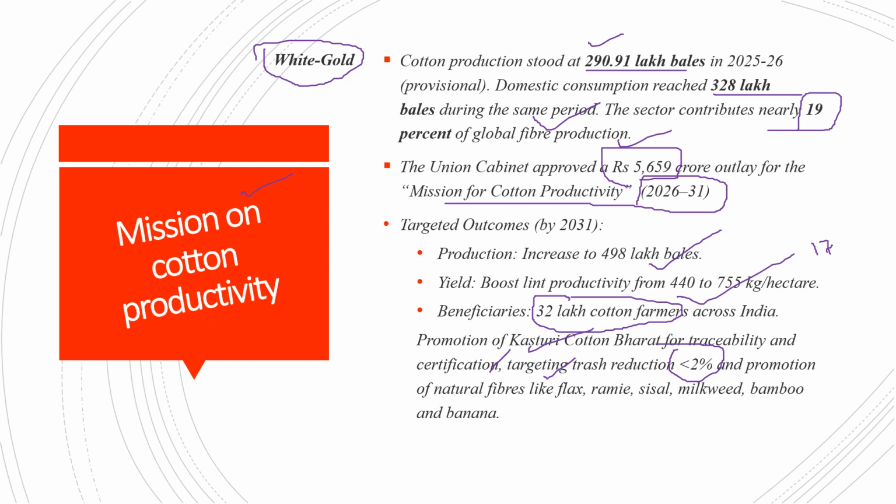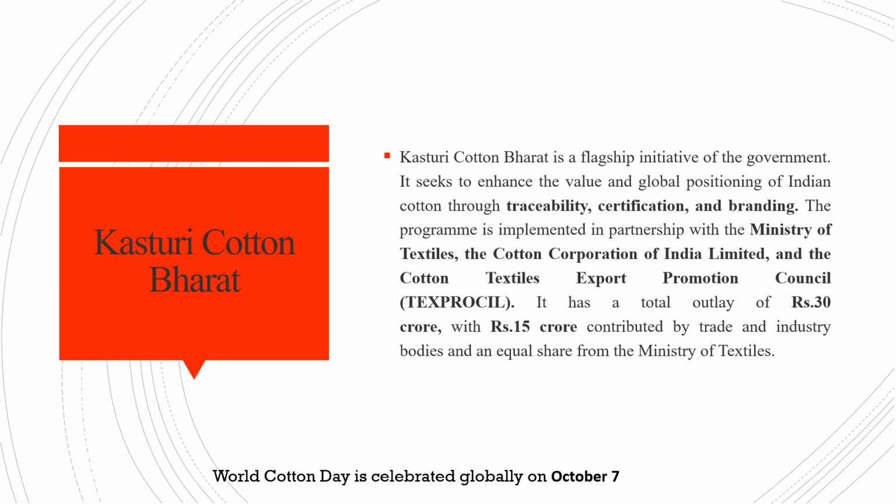It also promotes Kasturi Cotton Bharat for traceability and certification, targeting trash reduction to less than 2%. It is also promoting natural fibers like flax, ramie, sisal, milkweed, bamboo and banana along with cotton. Coming to Kasturi Cotton Bharat, it is a flagship initiative of the government for targeting the global positioning of Indian cotton through traceability, certification and branding.